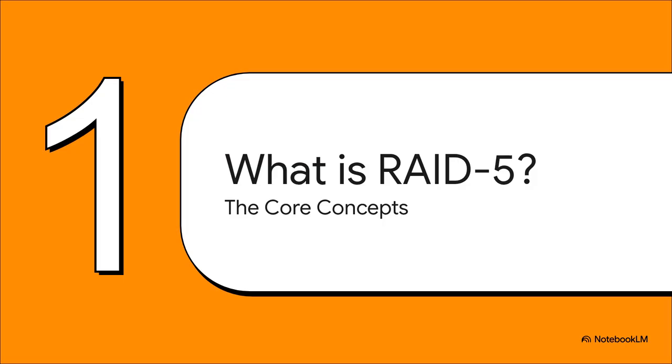So, what is actually going on under the hood here? Before we jump into the command line and start building things, let's just quickly nail down the core concepts. The first rule of RAID 5 Club is simple. You need at least 3 disks. And that's not a suggestion. It's the absolute bare minimum you need for the whole data protection scheme to actually work.